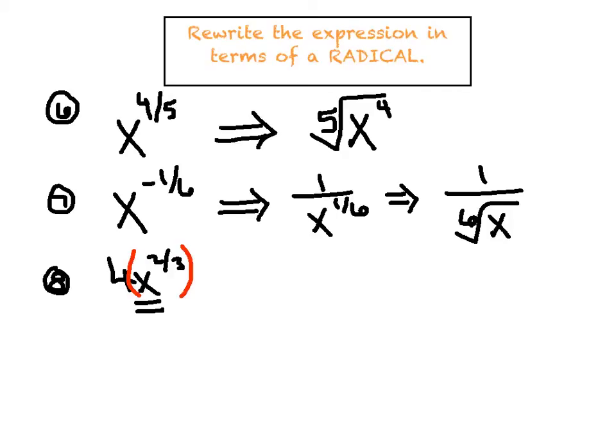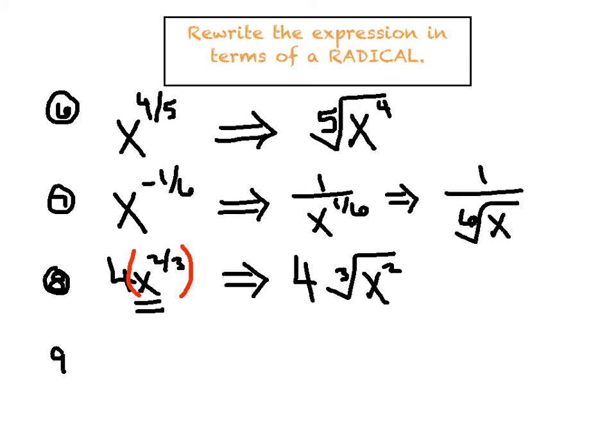So as we go to rewrite that in radical form, we're going to leave the 4 on the outside. And then we're going to say to ourselves that the 3 does the traveling. We got the cubed root of x squared. Very important that the 4 is on the outside of that radical.